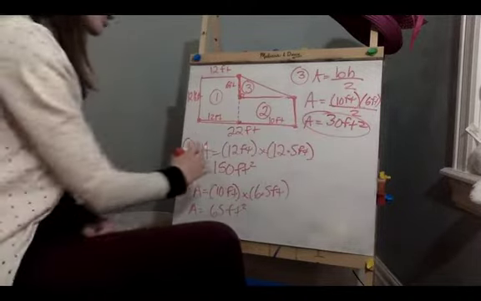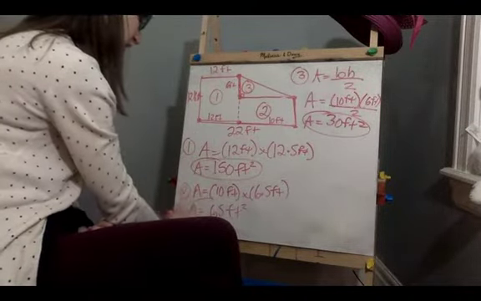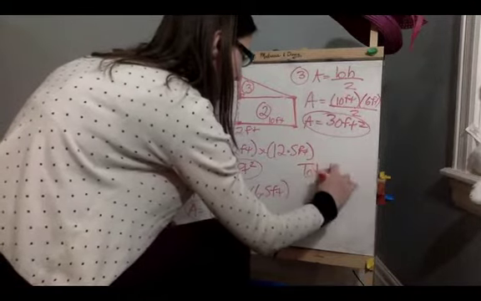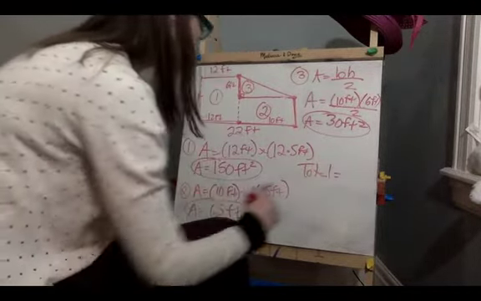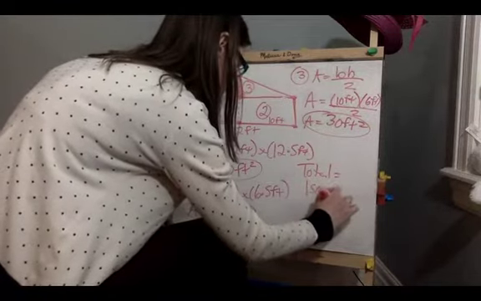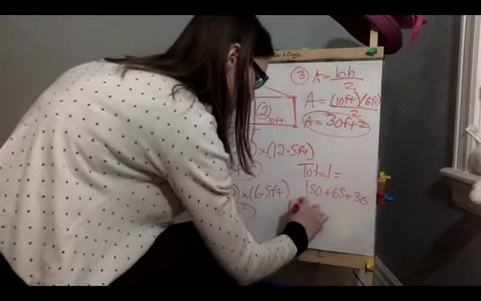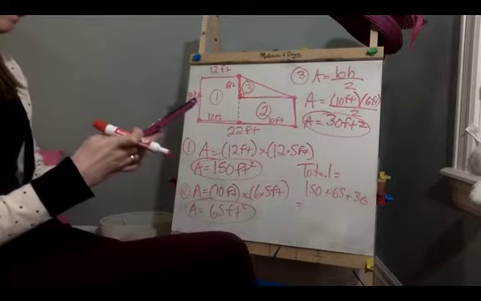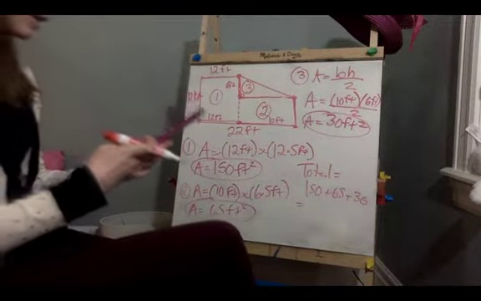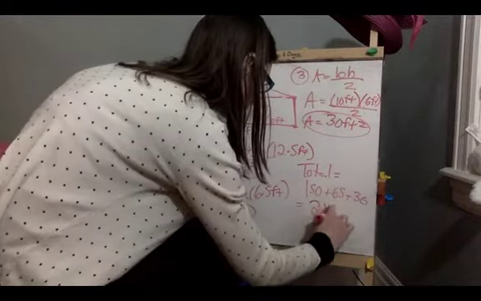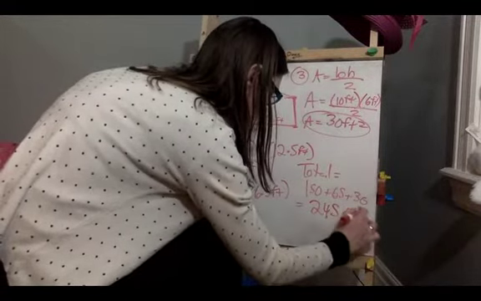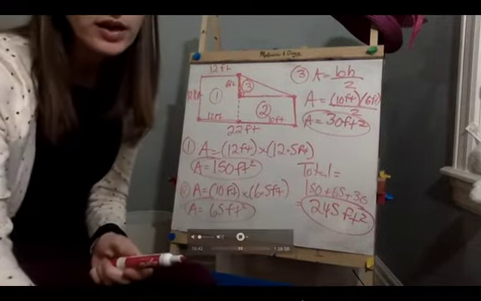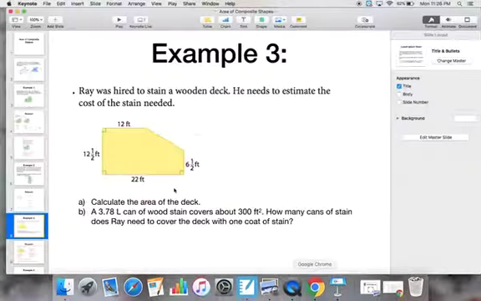Right? So you've got 30, 150, and 65. So your total area is just adding those together. So it's the 150 plus the 65 plus the 30. And that's where we get a total area of 245 square feet is the area of the deck. Okay, so we'll keep that in mind as we look at part B of this question.